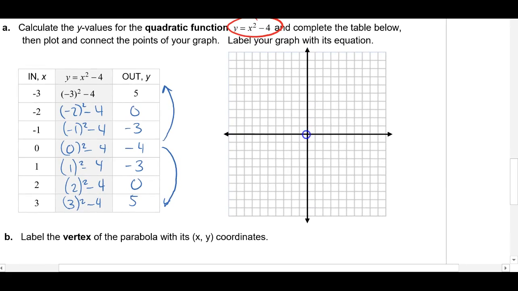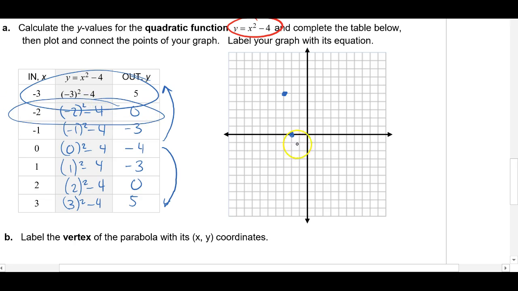Okay, so let's go ahead and graph this now. First point will be negative 3 and 5. Comes from this point. Next one will be negative 2 and 0. So it's right on the line. That came from this, negative 2 and 0. And then the next point will be negative 1, negative 3. Again, that comes from these points. And the next one will be 0 and negative 4.